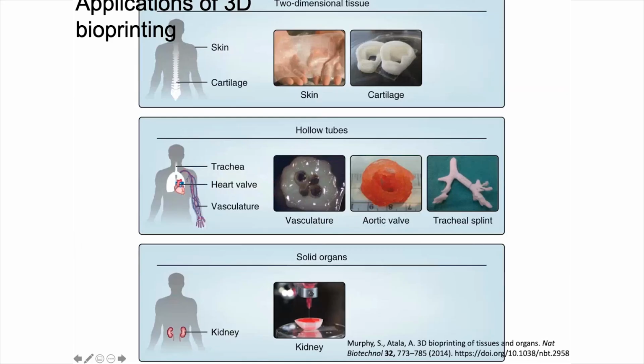And then these are some of the applications of 3D bioprinting: skin and cartilage, some of the hollow tubes, tracheal splints, aortic valves, and then we've been working with the kidney. Most everybody has seen Dr. Atala's TED Talk, but if not, you can find it. It's pretty interesting on bioprinting kidney.